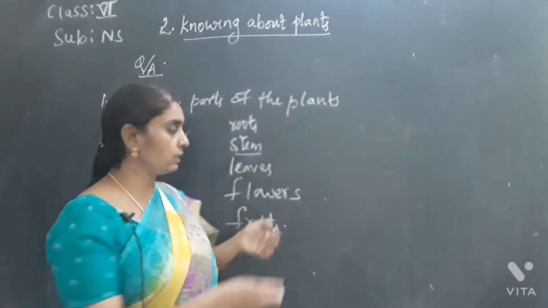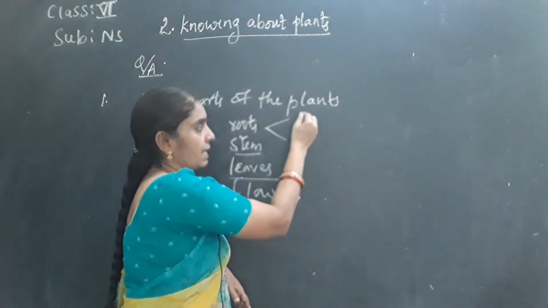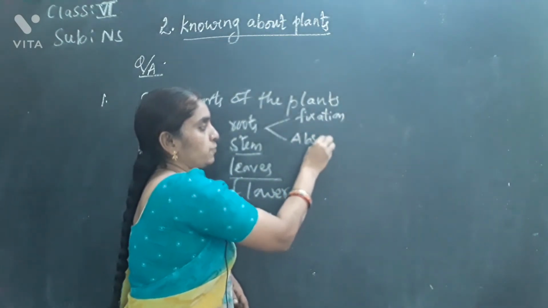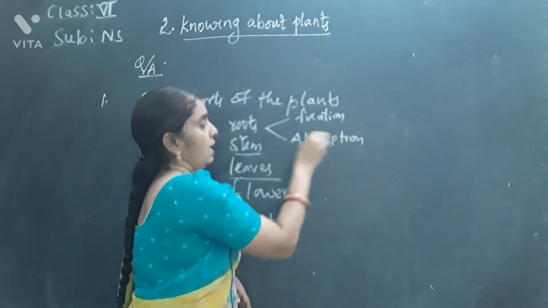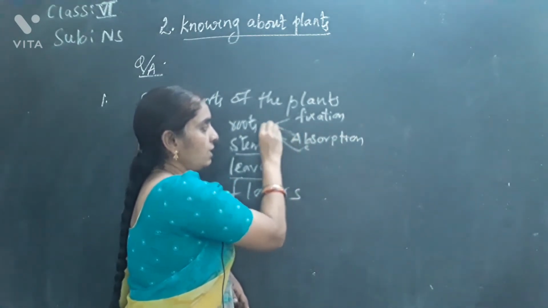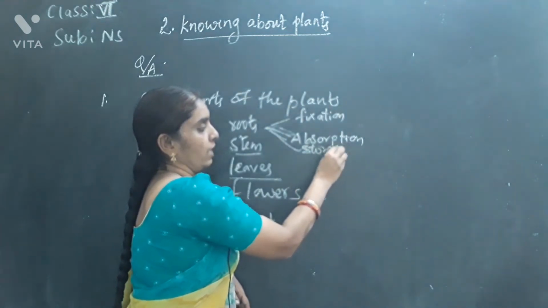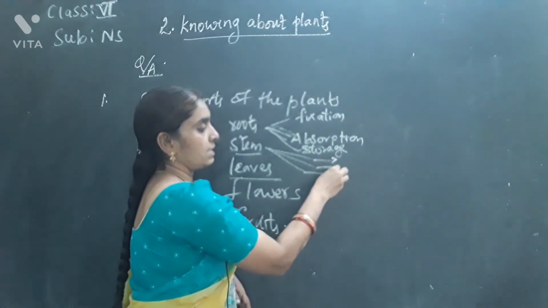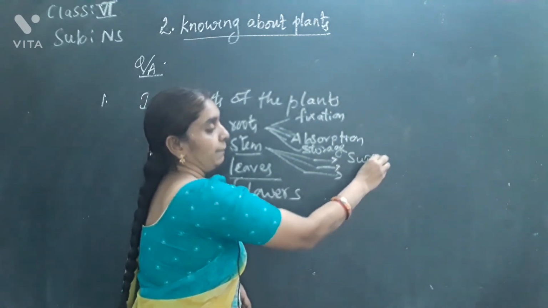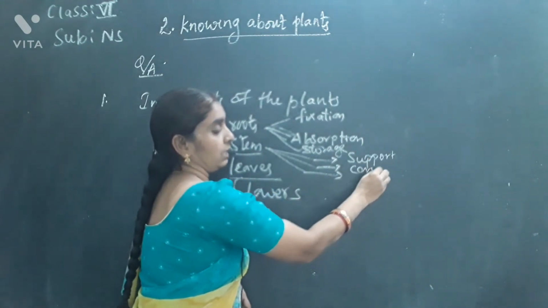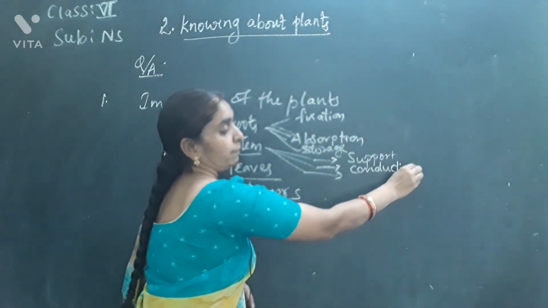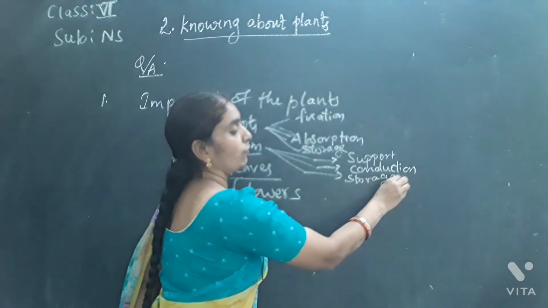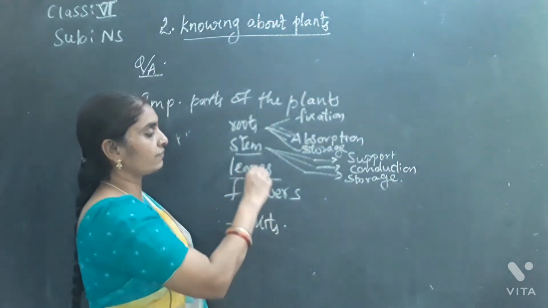Now see here about the leaves. So here you have seen roots, as their functions are fixation, absorption and storage. Fixation, absorption and storage. Coming to the stem, you can see that the functions of the stem are giving support to all other parts of the plant, conducting the water and mineral salts absorbed by the roots to all the other parts of the plant, and in some plants, storage of food also. So these are the functions of the stem.